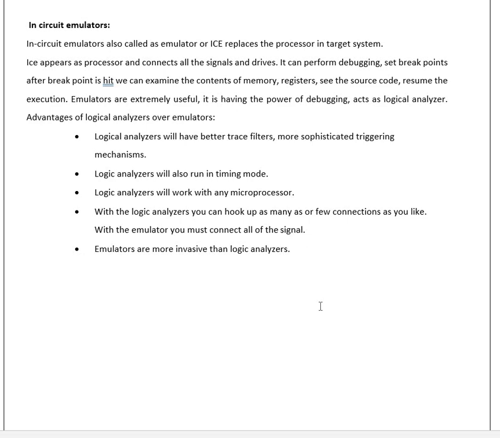So these are the different debugging techniques using hardware laboratory tools, which we can use for debugging the hardware code as well as the software.